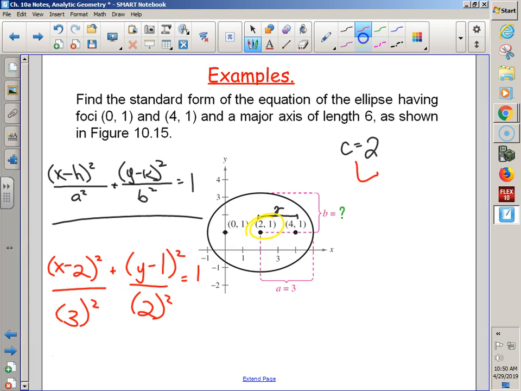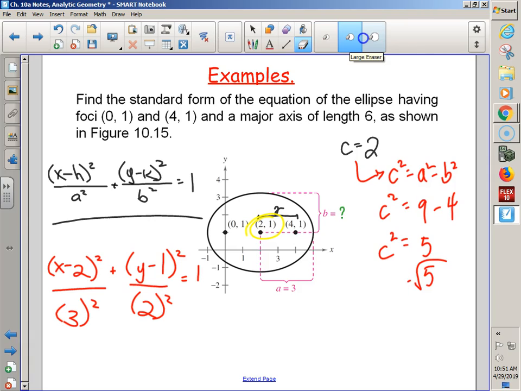Isn't there a formula for this guy that says that c squared equals a squared minus b squared? So if a is 3, 3 squared would be 9. And if b is 2, 2 squared is 4. Uh-oh. Am I in some trouble? Oh, I need to square root both sides. What did they tell me C was?